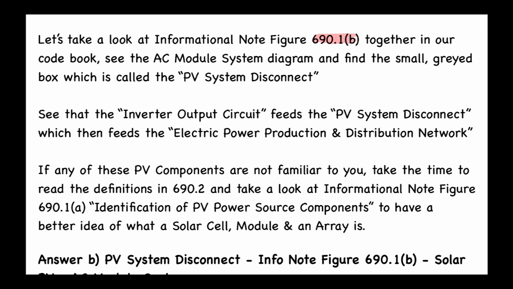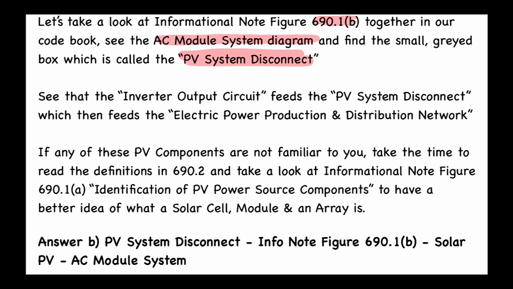In our code book, we see the AC module system diagram, and that's what we just looked at. Find the small gray box, which is called the PV system disconnect. And again, that's what we just saw. See that the inverter output circuit feeds the PV system disconnect, which then feeds the electric power production and distribution network.